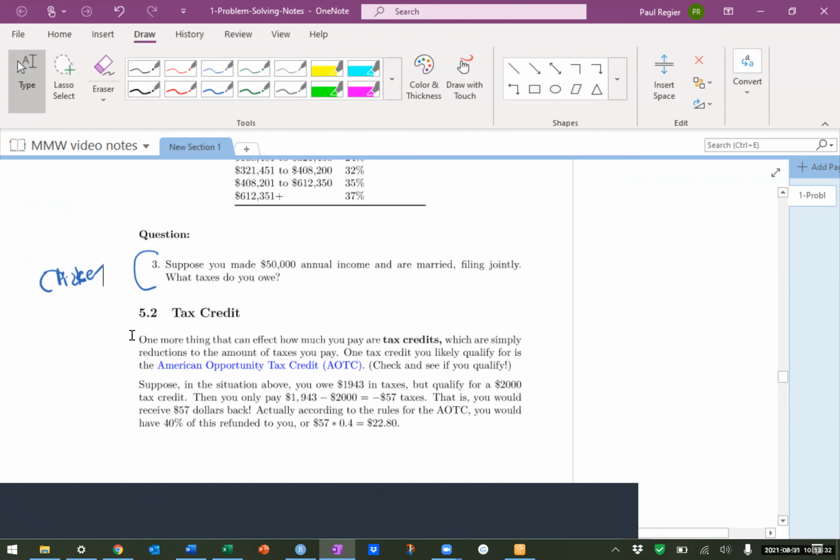Oh, and the last topic is a tax credit. Tax credits are easy. They're basically money. It's money that gets deducted from the total taxes that you paid. Whereas a deduction is subtracted before you pay your taxes, a tax credit means that after you calculate your total taxes, it just subtracts the amount.